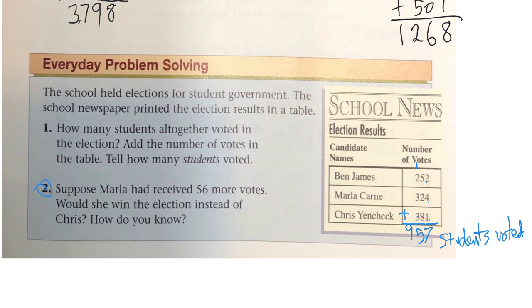Number 2. Suppose Marla had received 56 more votes. Would she win the election instead of Chris? How do we know? So here's Marla. She had 324 votes. I'll write that there and then add the 56. 6 plus 4 is 10. Regroup. And then 1 plus 2 plus 5 is 8 and 3.